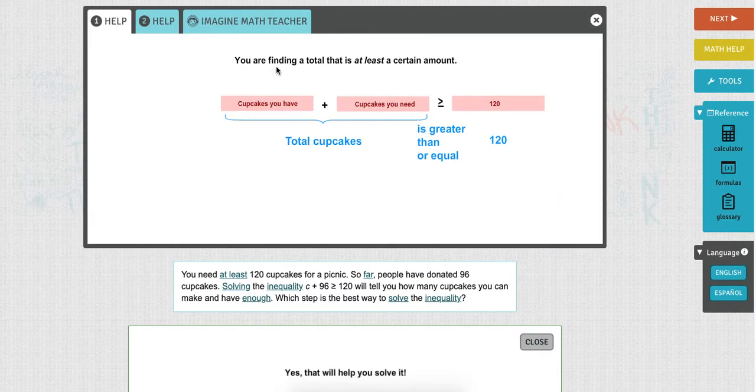Again, if you are finding a total, it is at least a certain amount. You're going to have your cupcakes plus the cupcakes you need is greater than or equal to the cupcakes you need, okay, which was 120. It can be more than that. Like, you can have 133 cupcakes even though you were only supposed to have 120. I mean, what else are you supposed to snack on while you're waiting to actually eat the originals, okay?